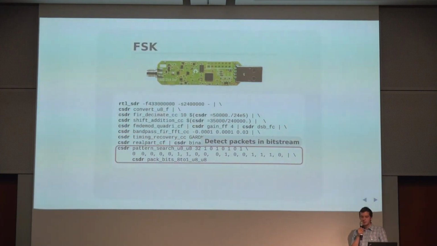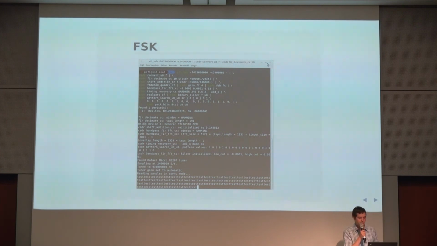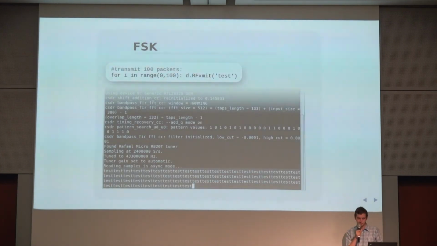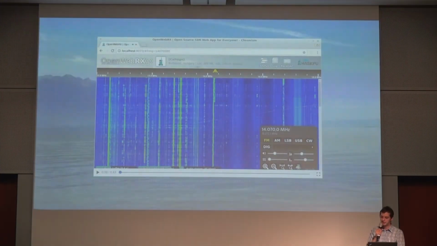And then this one is the part that searches for packets in the bit stream. And as a result, so this is it in action, I transmitted 100 packets with RfCat, the Python tool that can be used to control the YARD Stick, and recovered the same data with CSDR and output that to the terminal.